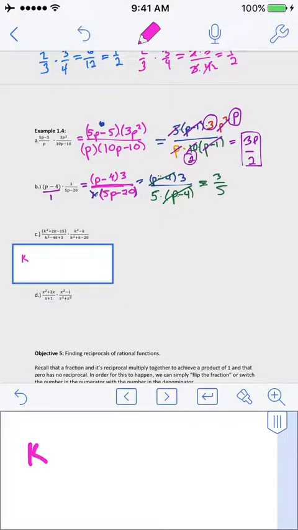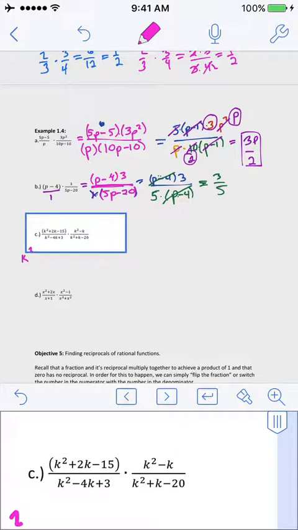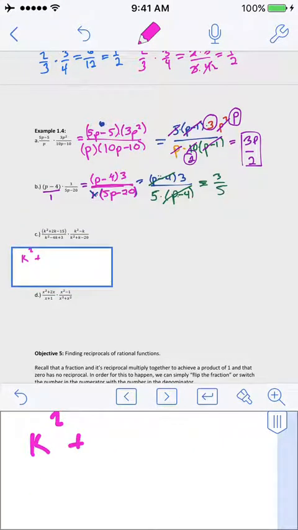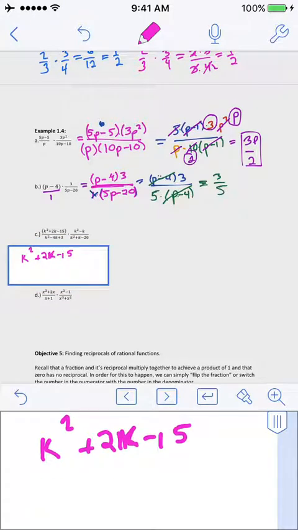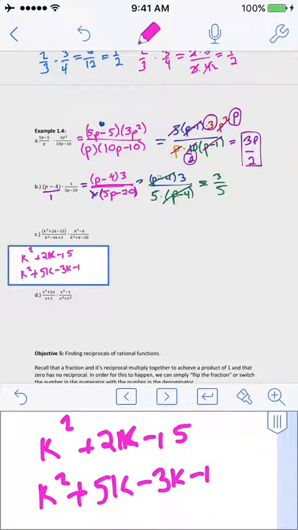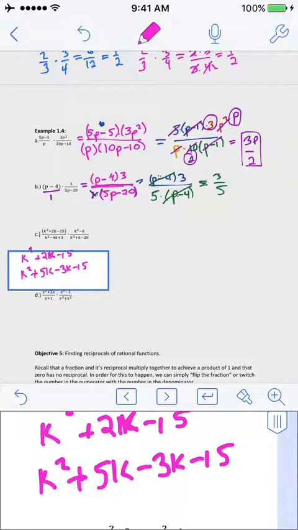We'll start with k squared plus 2k minus 15. Let's see. What would that factor to? Two things that multiply to negative 15, add to 2. That's going to be 5 and 3. In order to get positive, 5 is going to have to be positive. So we have k squared plus 5k minus 3k minus 15. Factor by grouping.